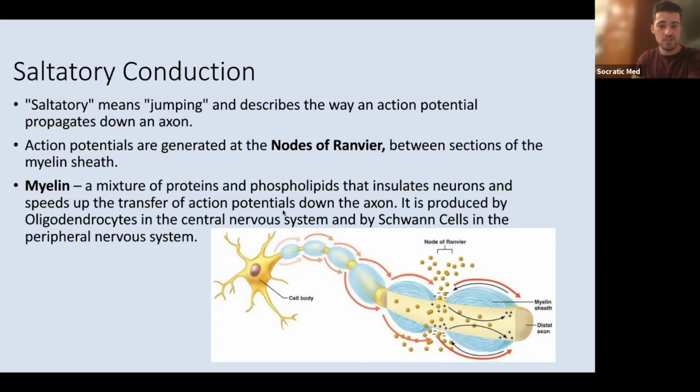Myelin is a mixture of proteins and phospholipids that insulate neurons and speed up the transfer of action potentials down the axon. It's produced by the oligodendrocytes in the central nervous system and by Schwann cells in the peripheral nervous system. Does anybody have any questions about that? It's just the basic method of how neurons pass information from the cell body to the synaptic terminal.